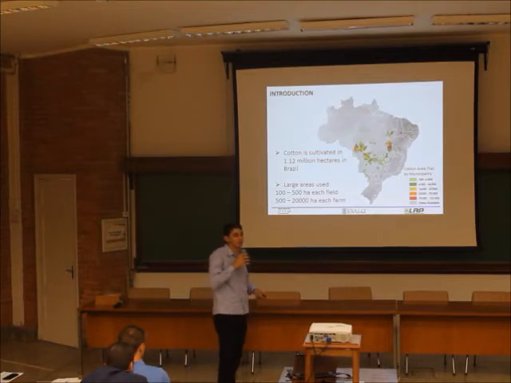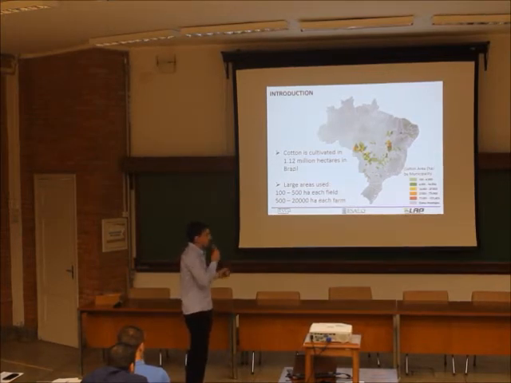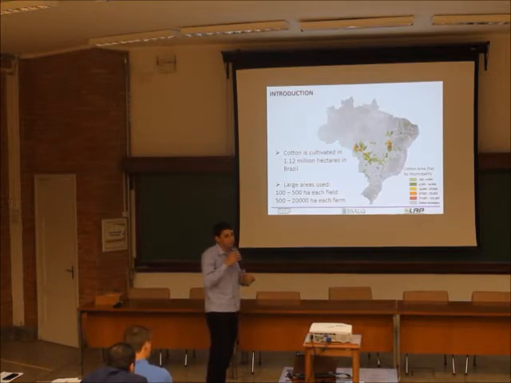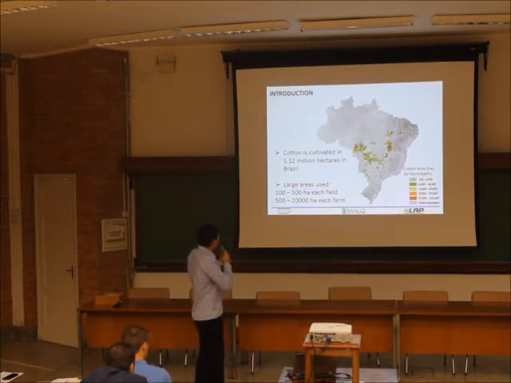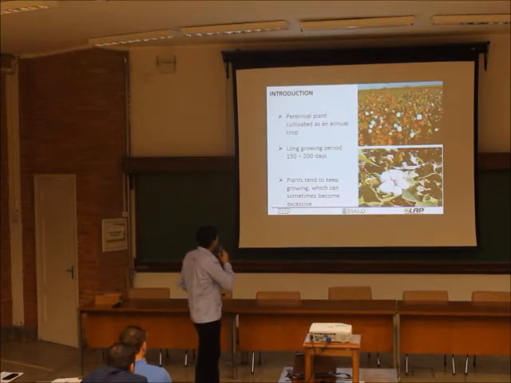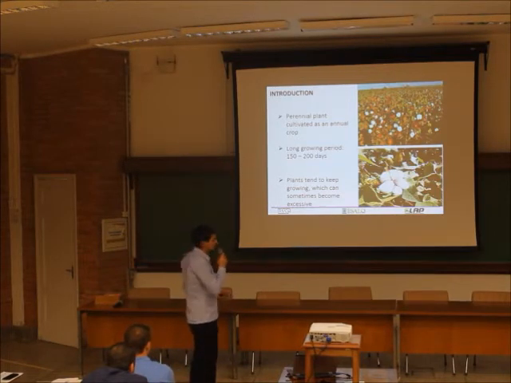One characteristic of this crop is that farmers tend to use large areas. So we have farms from 500 to 20,000 hectares. In each field we have from 800 to 500 hectares. Some people work all of these the same way, and in some circumstances the whole farm gets the same practice. Cotton is a perennial plant cultivated as an annual crop, and that has some implications.